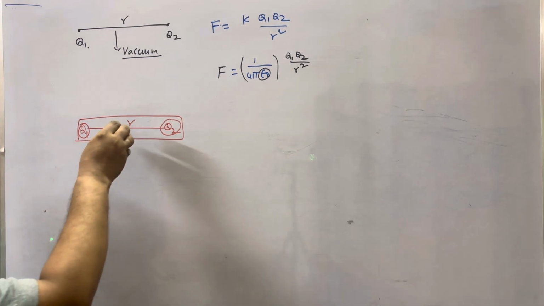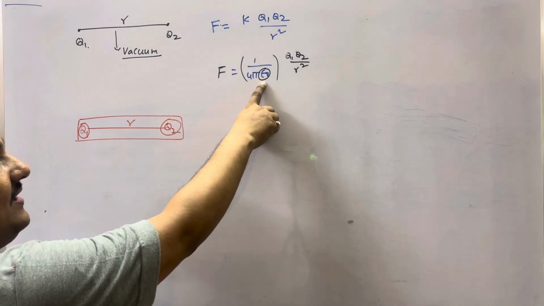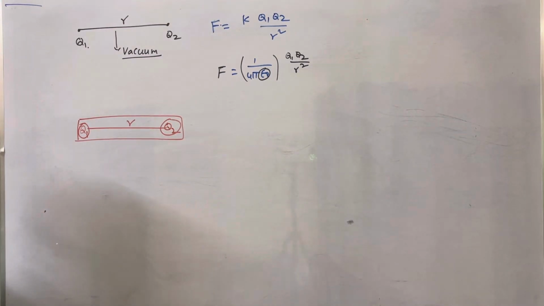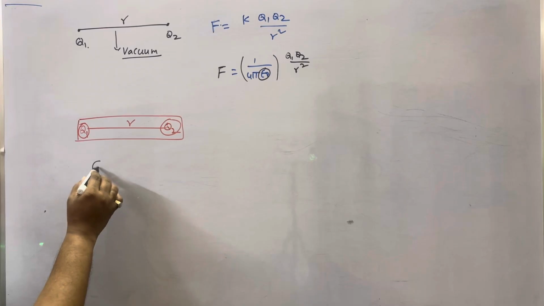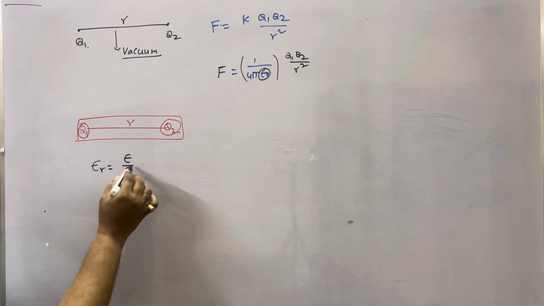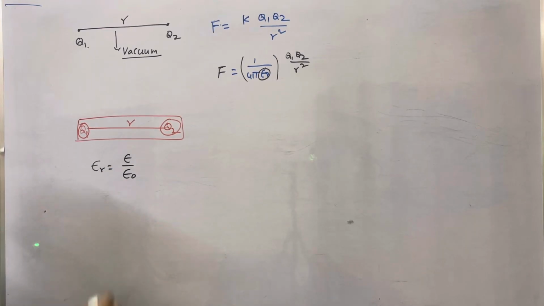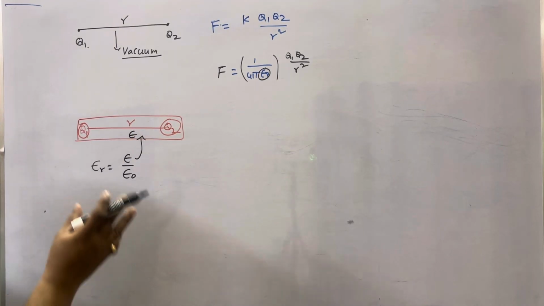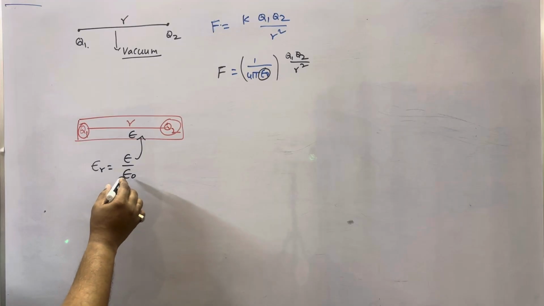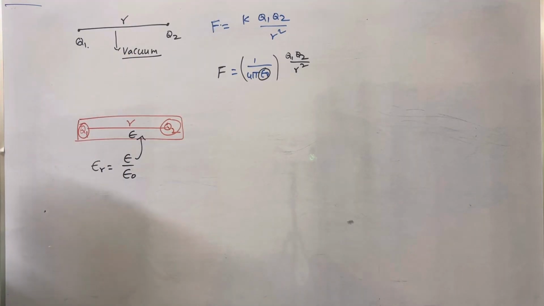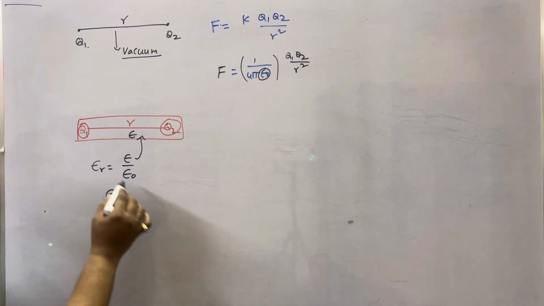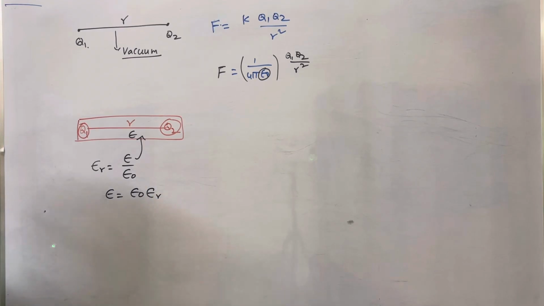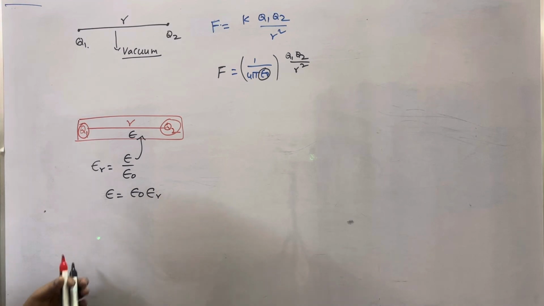So here the medium is going to change, therefore epsilon naught is going to change. How epsilon naught is going to change, you should know from the definition. Relative permittivity is equal to epsilon by epsilon naught. Epsilon is the permittivity of the medium. Epsilon naught is the permittivity of the vacuum. Therefore, we can write epsilon as epsilon naught into epsilon r. What is epsilon r here? We said it is the relative permittivity.